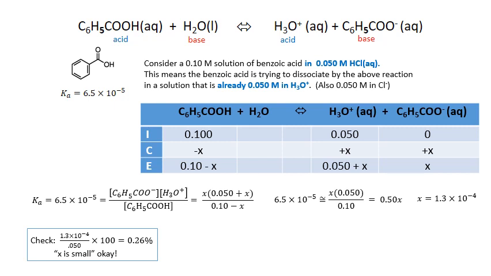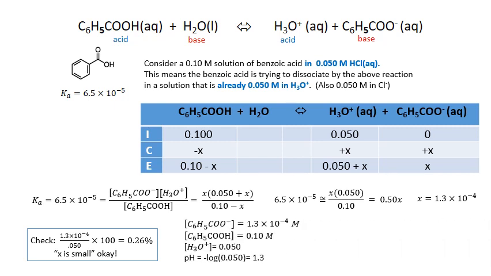And what does that mean for all the concentrations that we have here? Well, the benzoate is 1.3 times 10 to the minus 4, that's x. The benzoic acid is essentially unchanged: 0.1 minus x is essentially 0.1. Look at the hydronium ion, the H3O plus. It was 0.05 because of the HCl that we started with, and now we've added a tiny amount to that. It's still 0.05, and that 0.05 is coming from the HCl, nearly all of it.